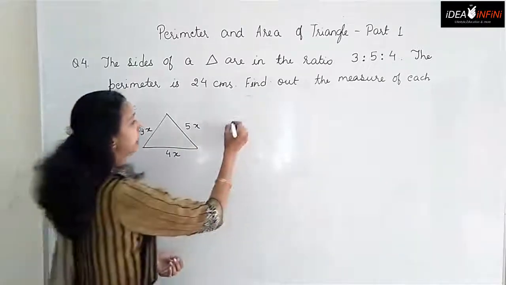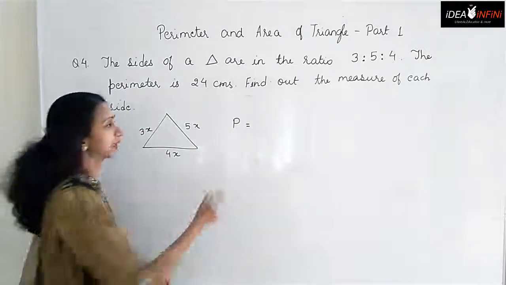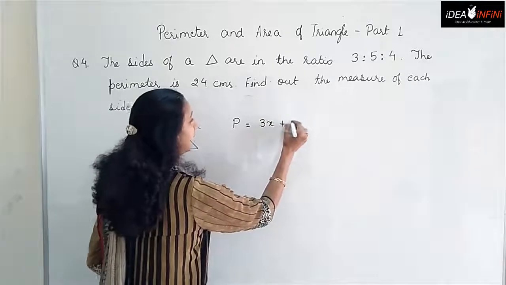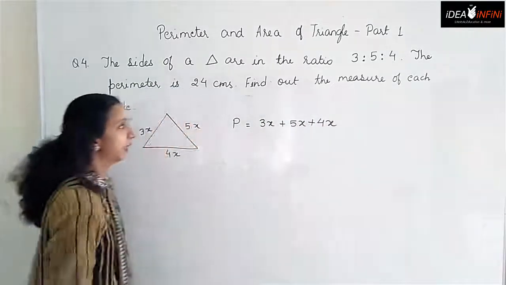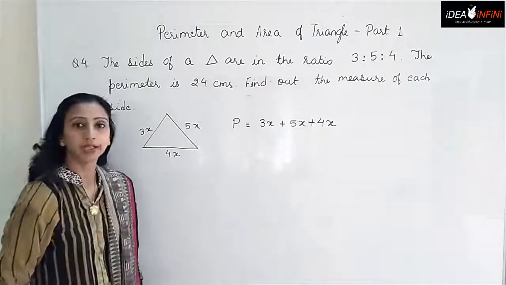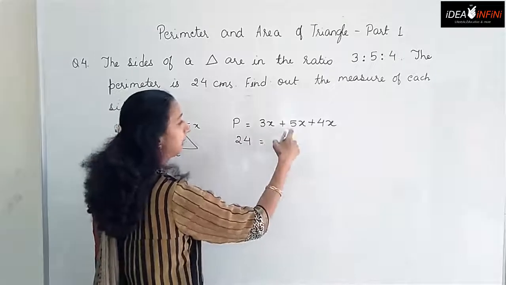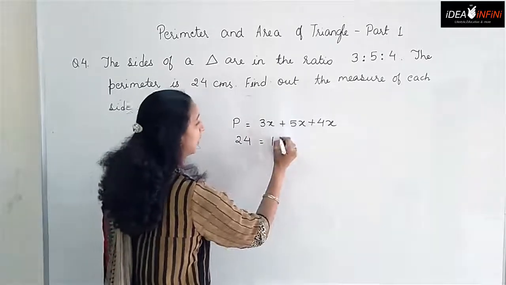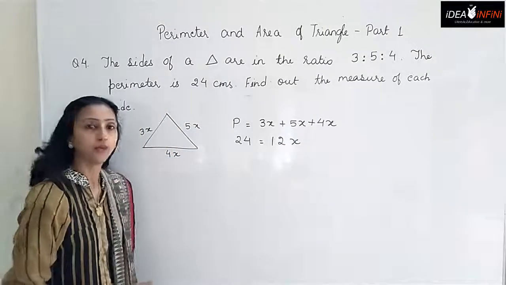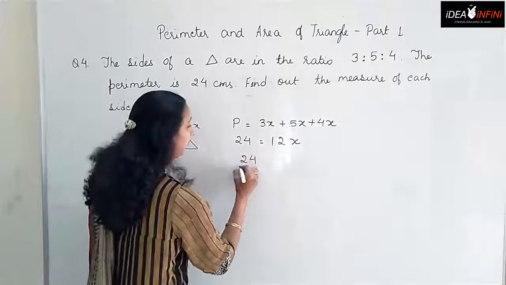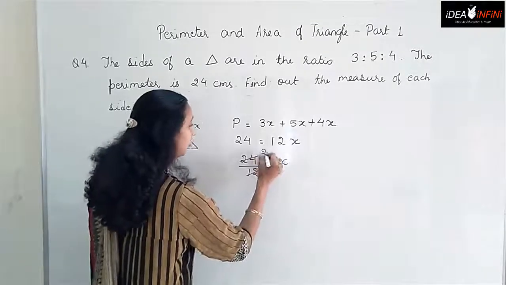Now what we have been given is the perimeter. Perimeter is obviously the sum of all three sides. So we write 3x plus 5x plus 4x. This is the perimeter, and it has been given as 24 centimeters. So I write 24 here. 3 plus 5 is 8, 8 plus 4 is 12, so what I get here is 12x. To get the value of x, I divide 24 by 12, and x is equal to 2.